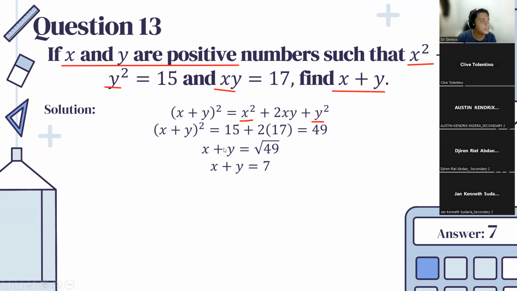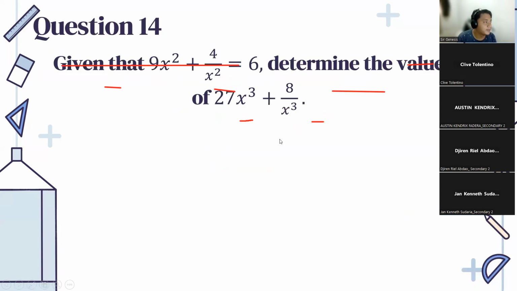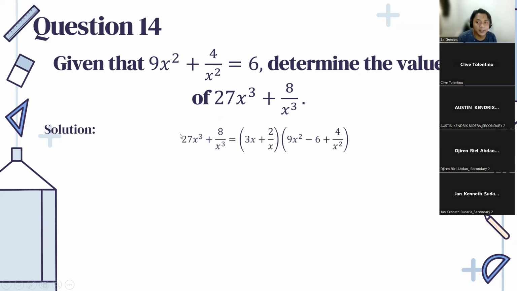The answer is 7. Okay, let's proceed with number 14. Given that 9x squared plus 4 over x squared is equal to 6, determine the value of 27x cubed plus 8 over x cubed. Okay, so for this one, what we just need is to factor 27x cubed plus 8 over x cubed.